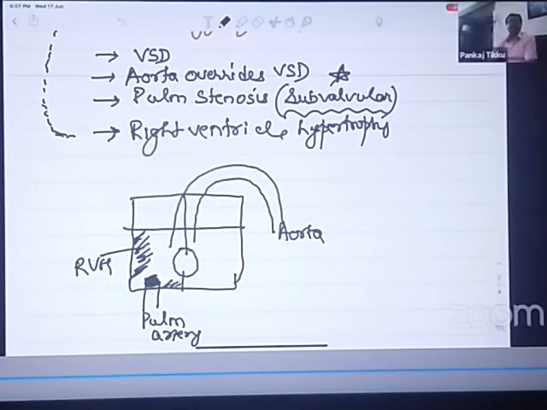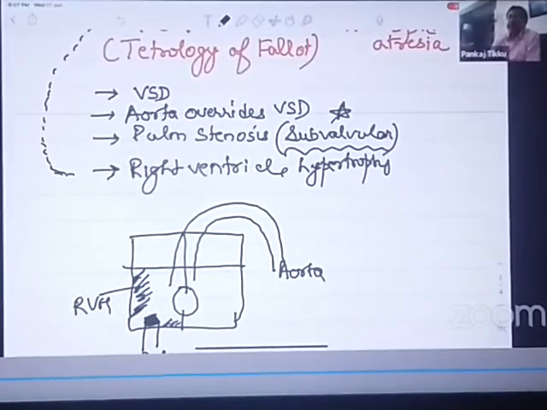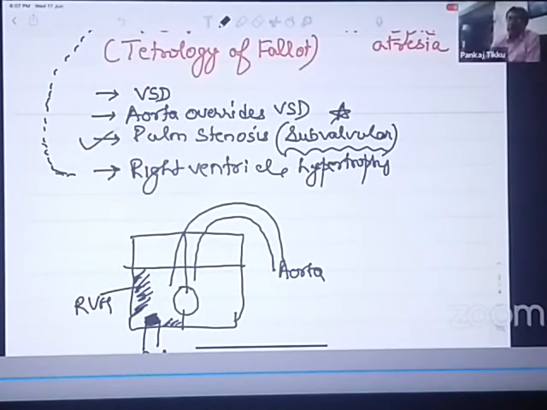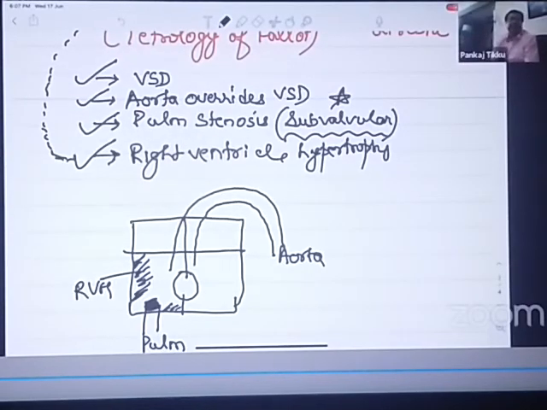So, that is why we call it tetralogy of Fallot. First component, pulmonary stenosis. Second component, right ventricle hypertrophy. Third component, a large VSD. And fourth component, an aorta which overrides the VSD.